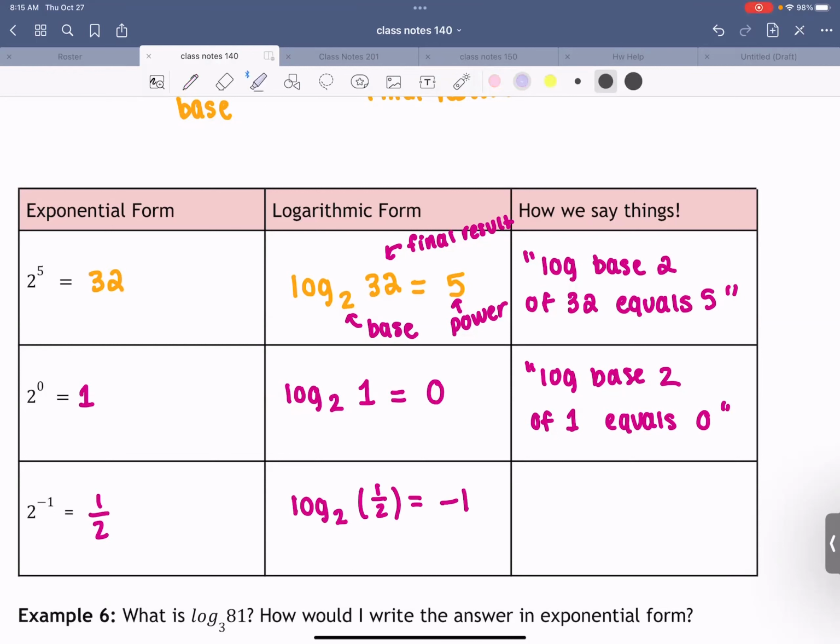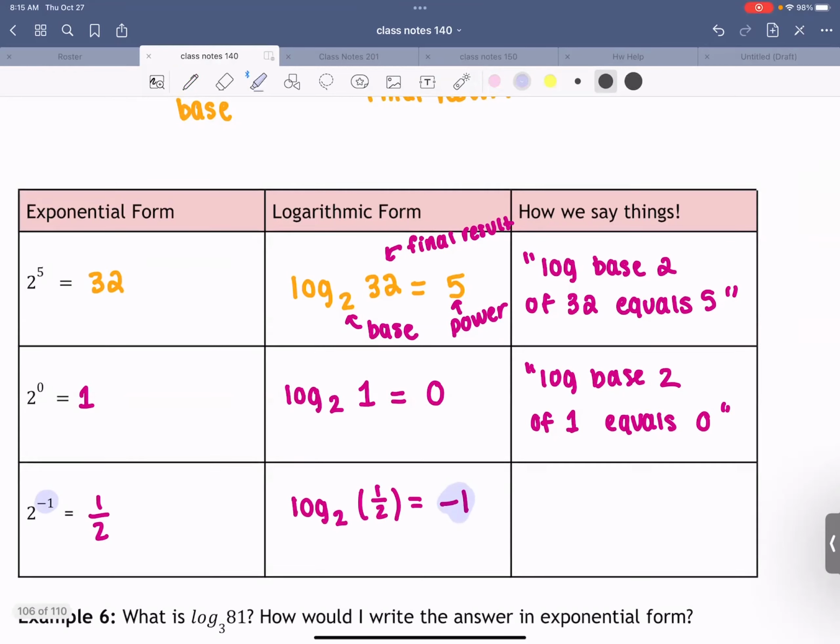Because the power always goes on the outside, right? So this power always matches the exponent. Same thing as how 0 matched the 0 here, and how 5 matched the 5 there. Does that make sense? So the power is always the answer. So we're just rearranging how we write our exponents. It's a different way of writing exponentials.